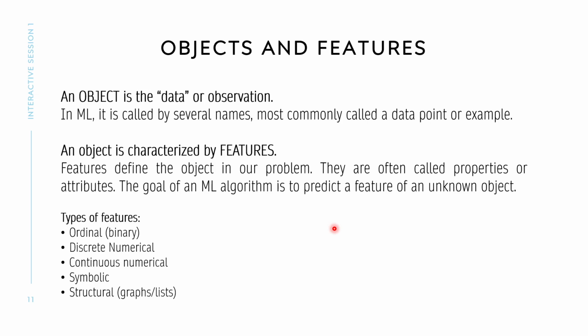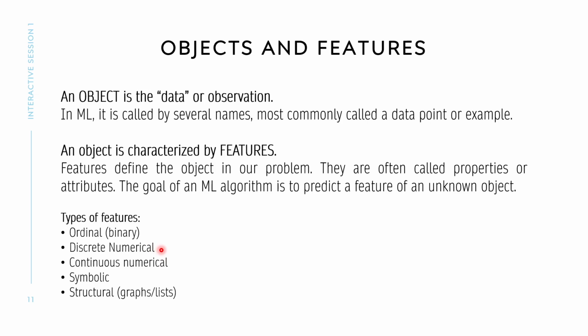There are different kinds of features which you use. So the first kind is an ordinal feature or a binary feature, so only 0 and 1. So if I have attributes of animals, say, if the animal has a tail or not, so 0 or 1, right? It can be discrete numerical, so it can be one number out of a set of numbers.